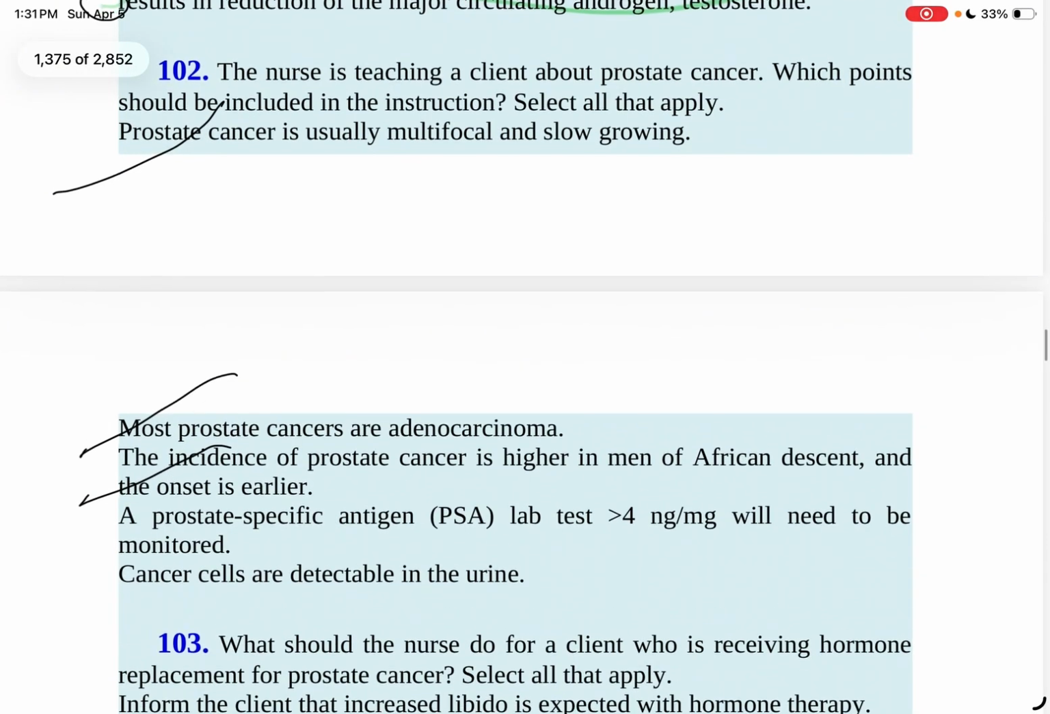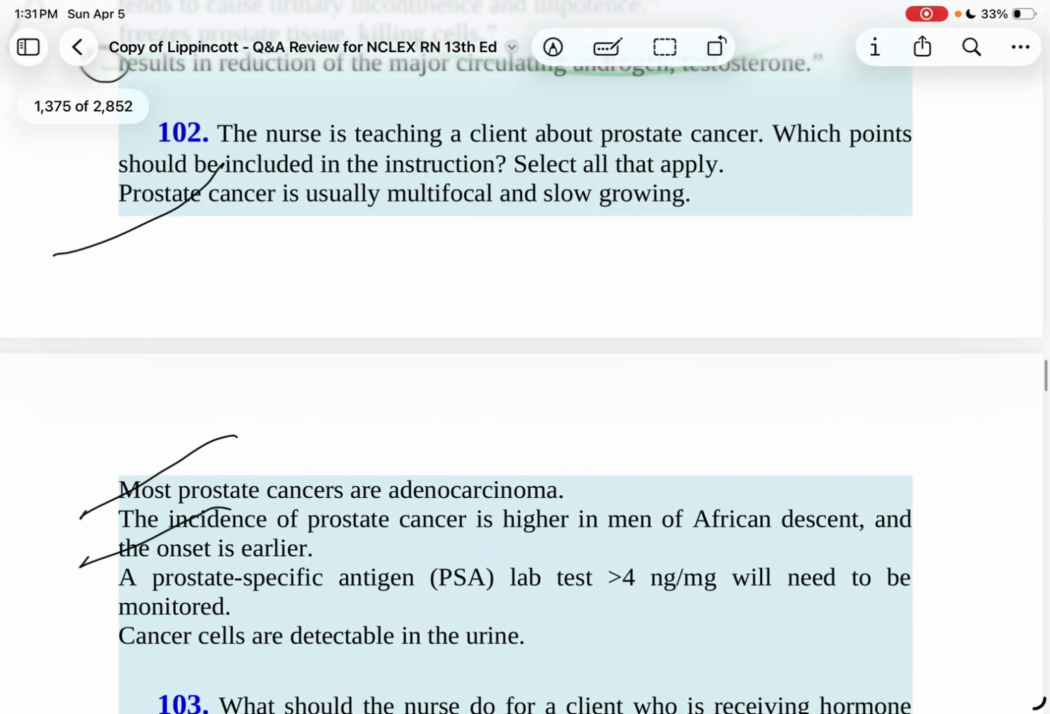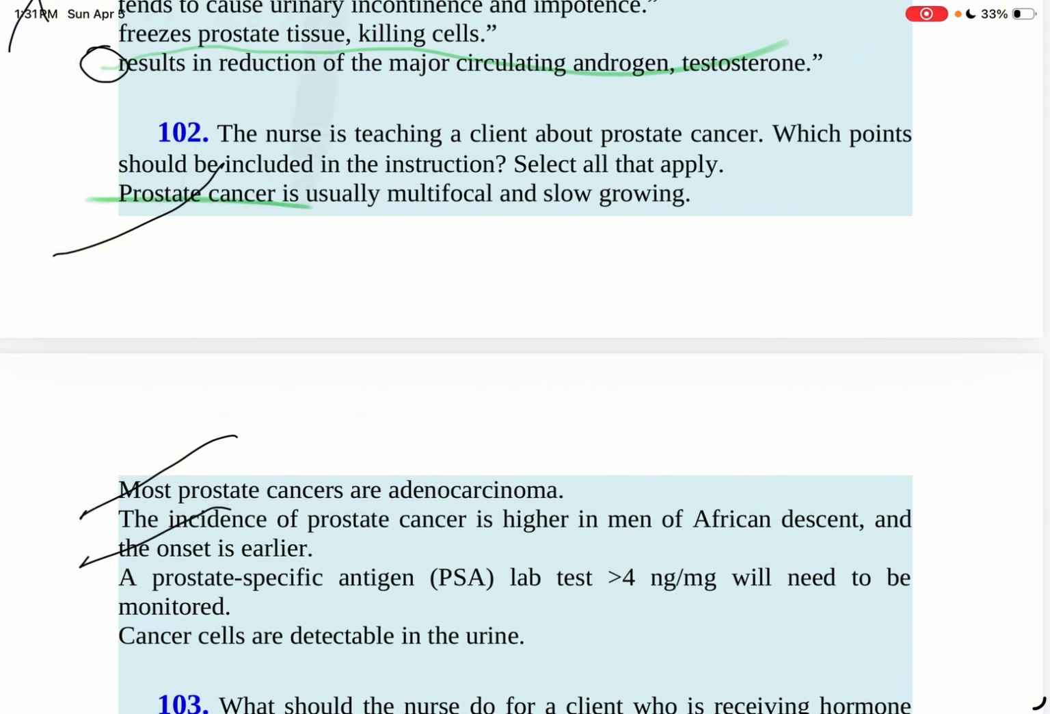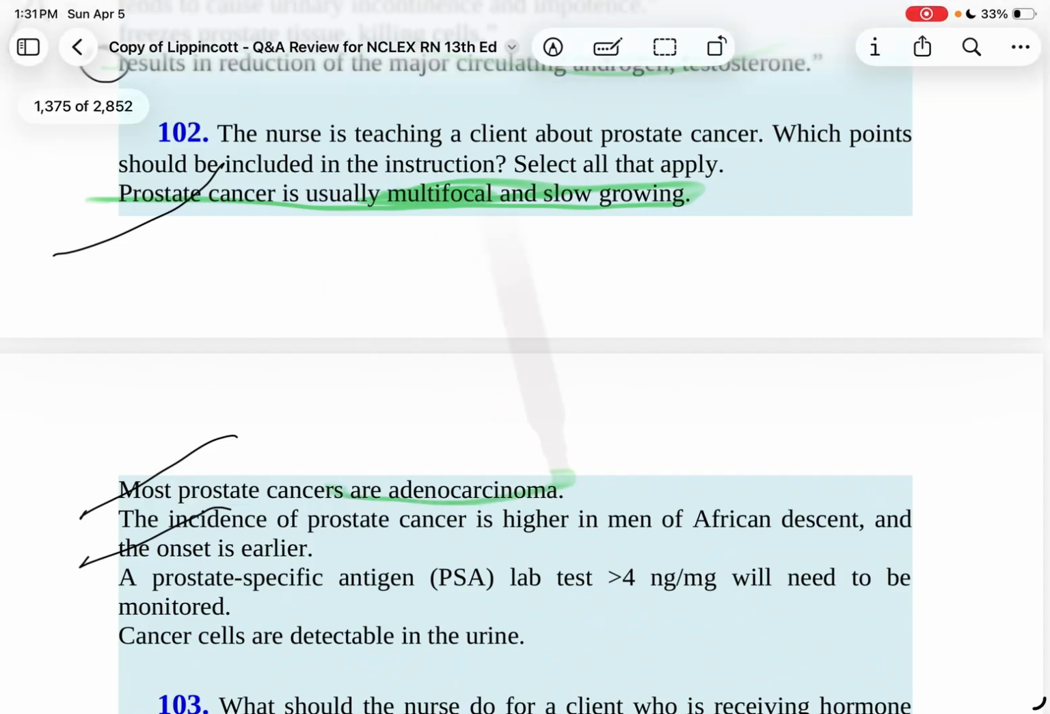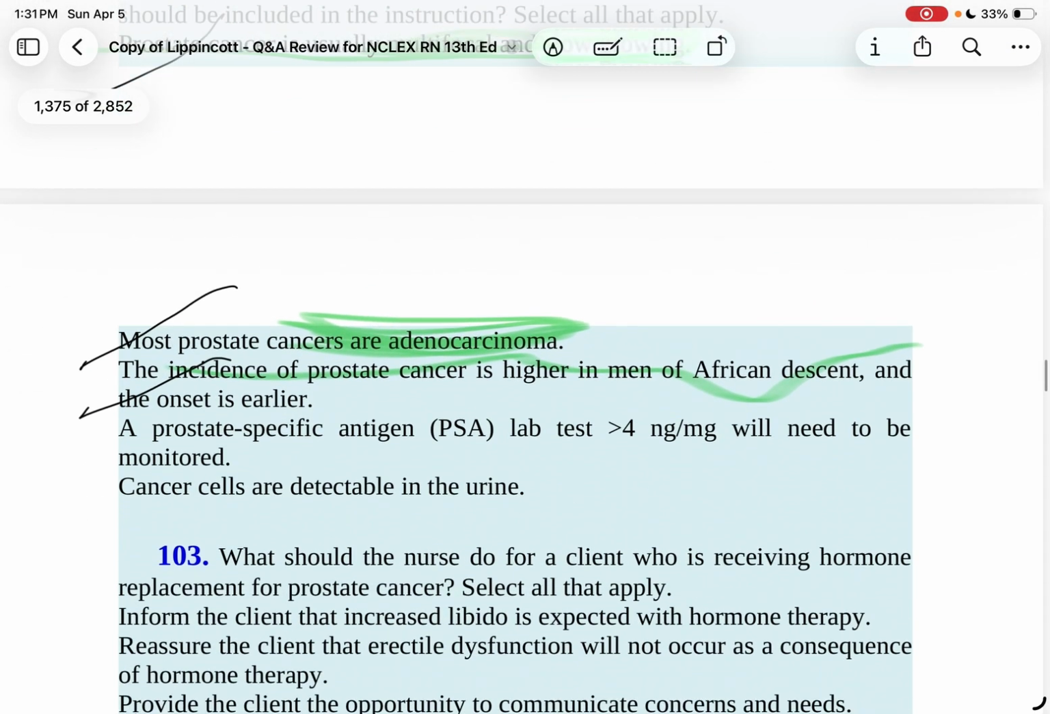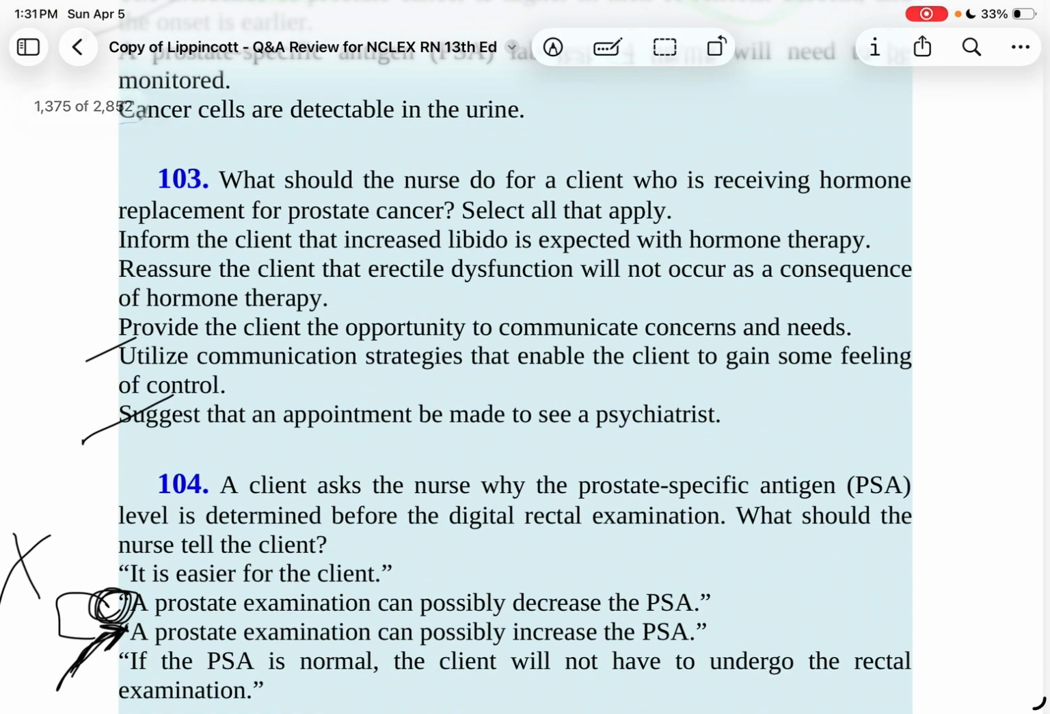When teaching a client about prostate cancer, which points should be included in the instruction? It is usually multifocal, slow growing adenocarcinoma, and the incidence of prostate cancer is higher in African men. What should the nurse do for a client who is receiving hormone replacement for prostate cancer? Utilize communication strategies to enable the client to gain some feeling of control.